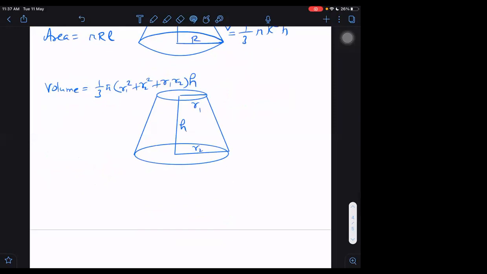Next we have... don't make noise. Once again, the volume of frustum.